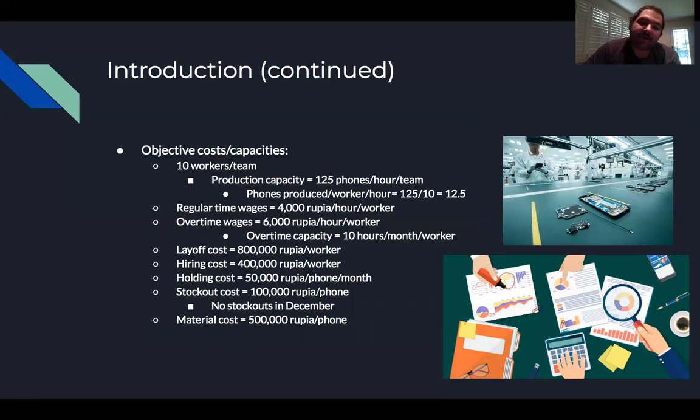The layoff cost is 800,000 rupiah per worker. The hiring cost is 400,000 rupiah per worker. The holding cost is 50,000 rupiah per phone per month. The stockout cost is 100,000 rupiah per phone. And it is stipulated that there are no stockouts in December, so they can start the new year off without having to fulfill any stockout orders. And the material cost is 500,000 rupiah per phone.